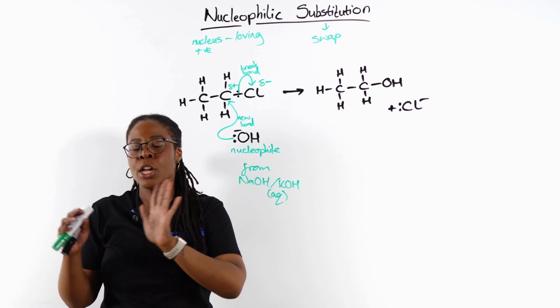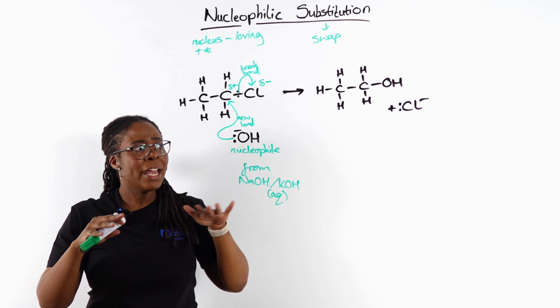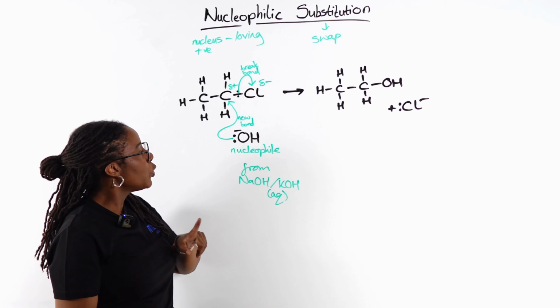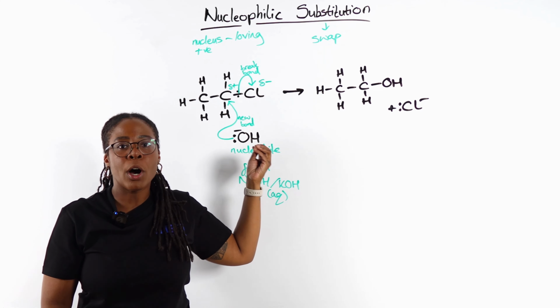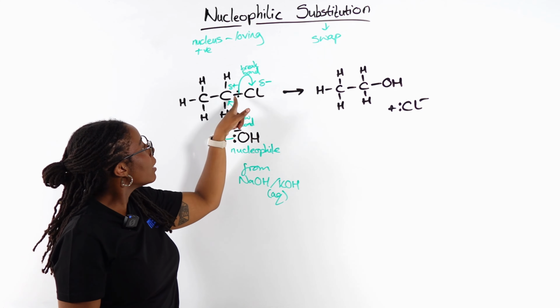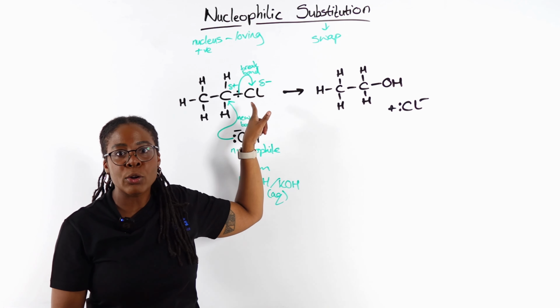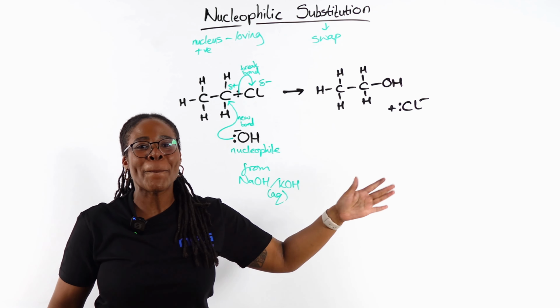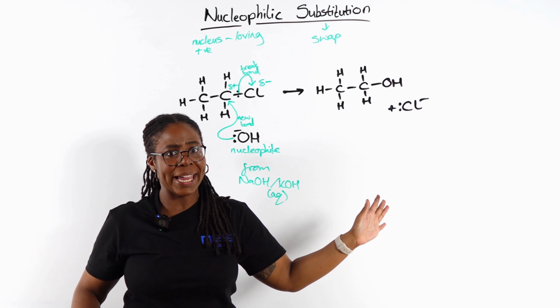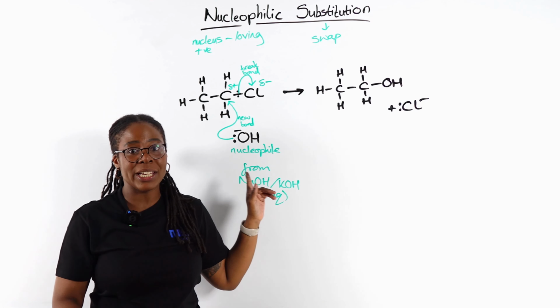For other exam boards, you might look at SN1, SN2. AQA, it's as simple as your lone pair is attracted to the electron deficient or partially positive carbon, which then causes the C-Cl or the C-X bond to break, and then we end up with our halide ion. And that is essentially it.